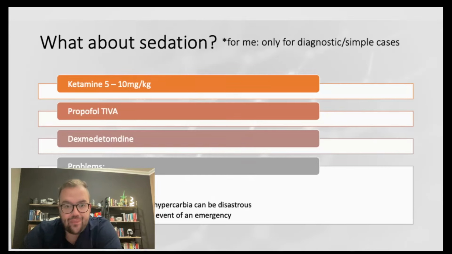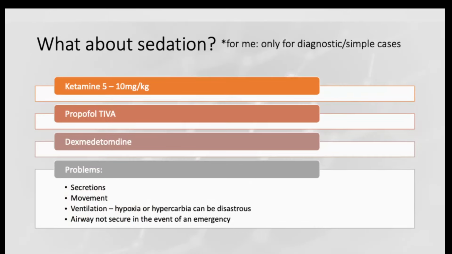Okay. What about sedation? In a lot of places, they do talk about doing sedation. In my experience, and for me, only for diagnostic caths in simple cases. So what do I use? I give some ketamine, and you can give ketamine 5 to 10 milligrams per kilogram as needed. I stick to the lowest dose of ketamine possible because I don't want to get hypersalivation.